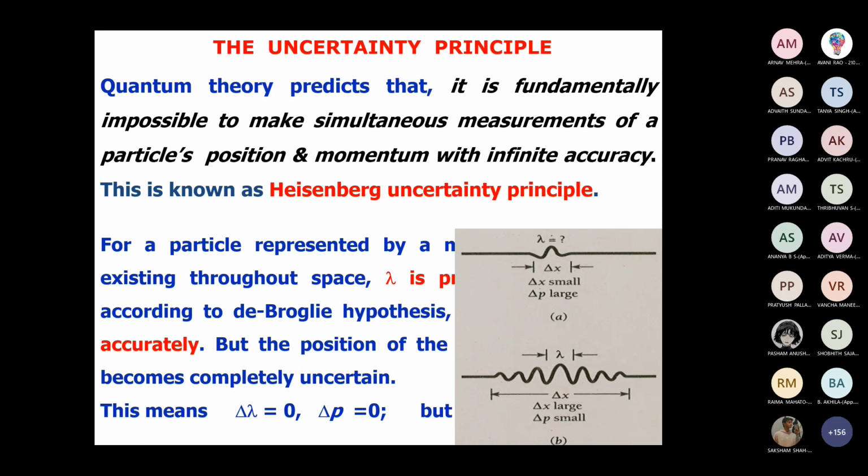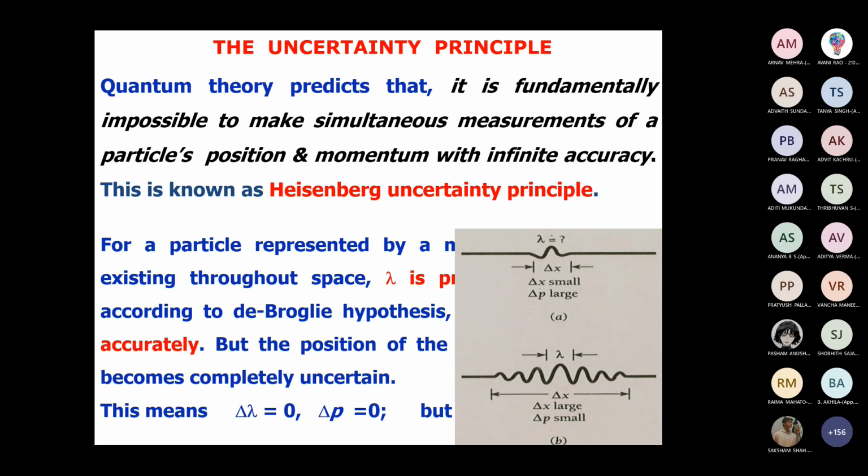I'll explain using this image. Now we can see in the first case, when delta x is small, you will be able to locate the particle more accurately. Since delta x is very small, we can more precisely determine the position of the particle. But the problem is you will not be able to determine the wavelength, which means the momentum will be large. So if you are precise in the position, then the uncertainty in measuring the momentum becomes large.